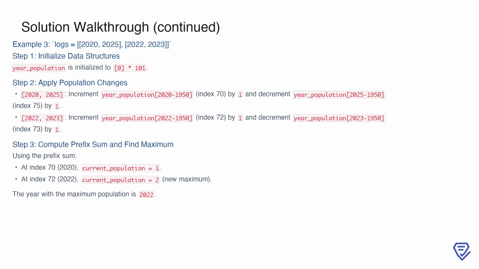For the second log, 2022, 2023, we increment at index 72, year 2022, and decrement at index 73, year 2023. We then compute the prefix sum to find the cumulative population year by year. At index 70 for the year 2020, the population is 1. At index 72 for 2022, the population rises to 2, which becomes the new maximum. Therefore, the year with the highest population in this case is 2022.